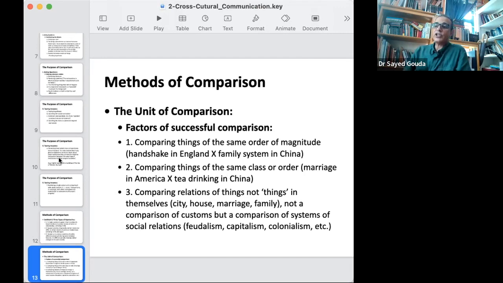And we are comparing relations of things, not things. When we compare two things, two objects, two units, we don't compare the things in themselves. We compare their values, their relationships to the people, for example. When we compare marriage in America or in the West and marriage in China, we don't compare the marriage in itself, but the value behind it, the relationship between that thing and the society itself, for example.